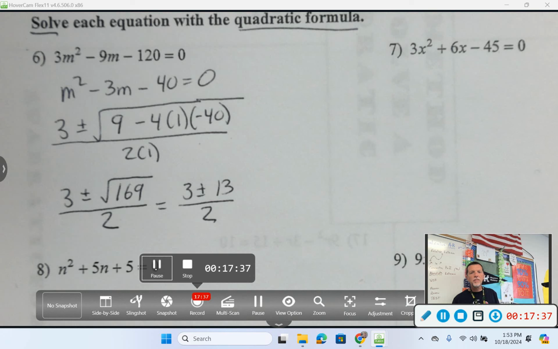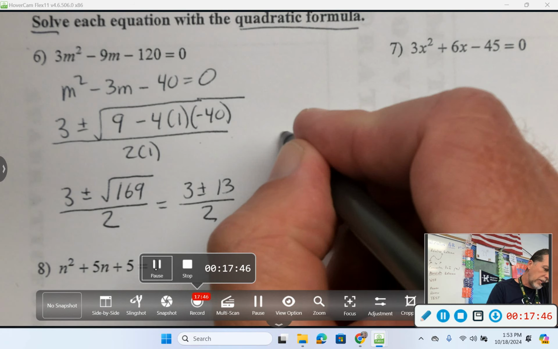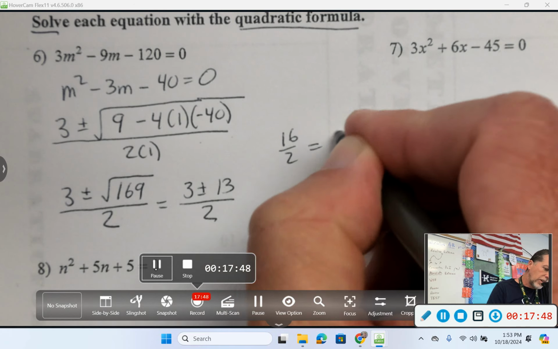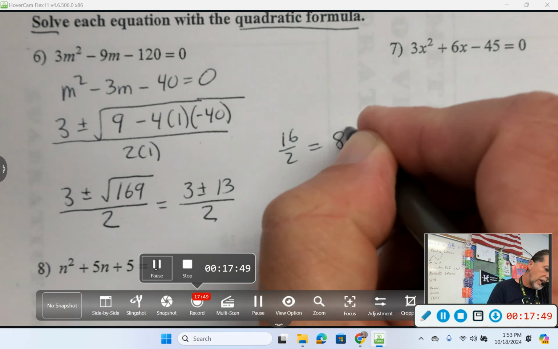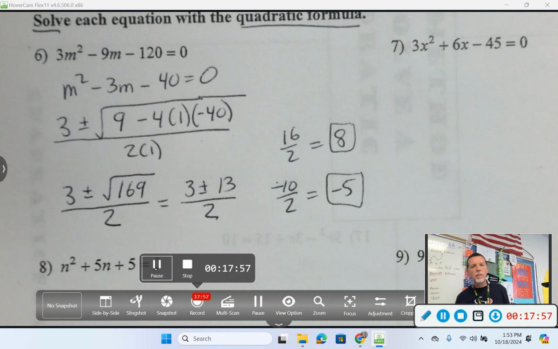3 plus or minus 13 over 2. Oh, and this would be an example of one where we don't want to leave it like that because we can take that further. 3 plus 13 is 16 over 2, 8. 3 minus 13 is negative 10 over 2, which is negative 5. So if there's nothing more you can do, then leave it. But if there is more you can do, keep going.